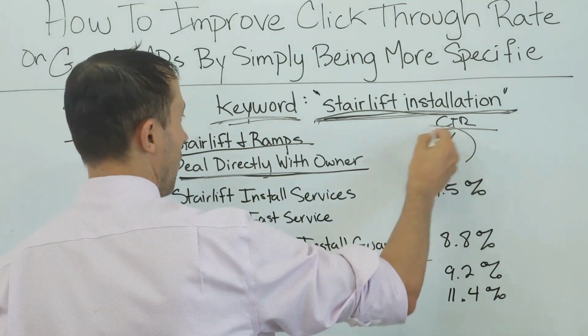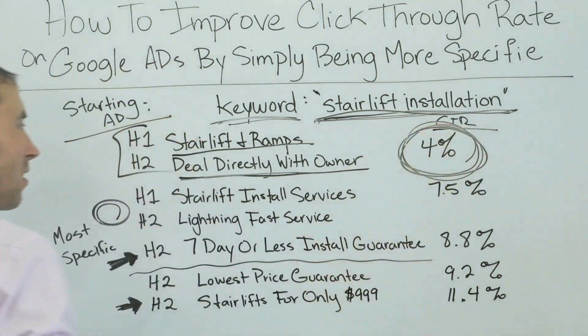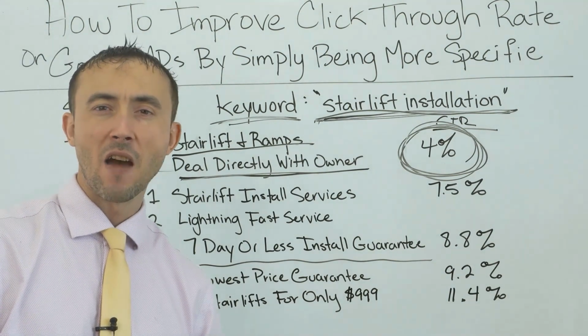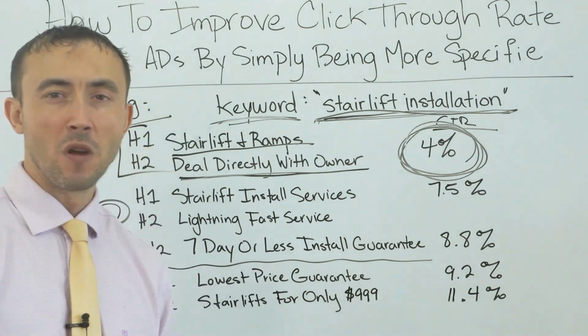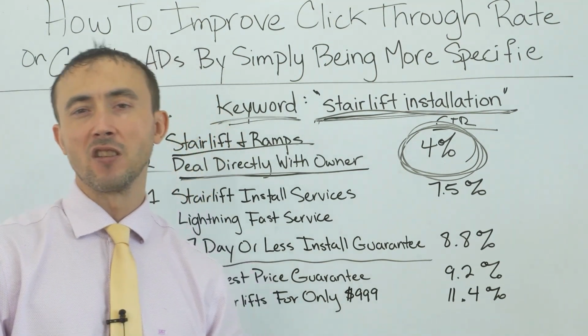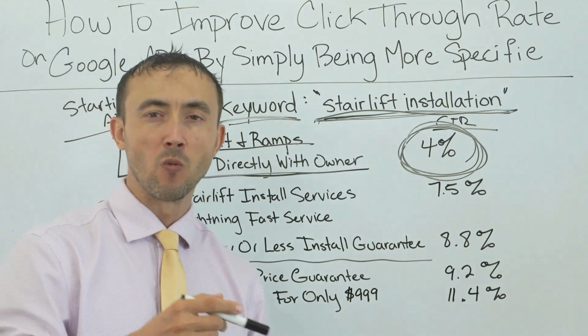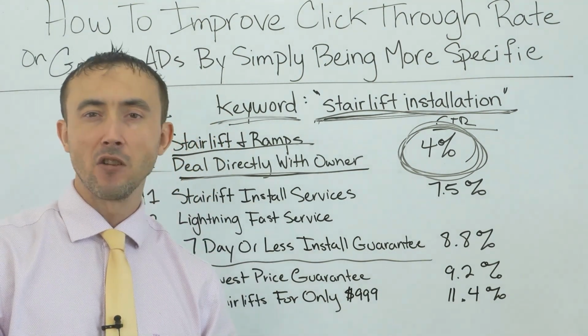That in and of itself, by the way, got a 4% click-through rate, which is about an average click-through rate. And the average person's going to say, oh, it's average, great. And like I was mentioning at the very start of this video, average isn't going to cut it anymore if you're going to make any kind of real money on Google Ads. If you're average, you're replaceable.